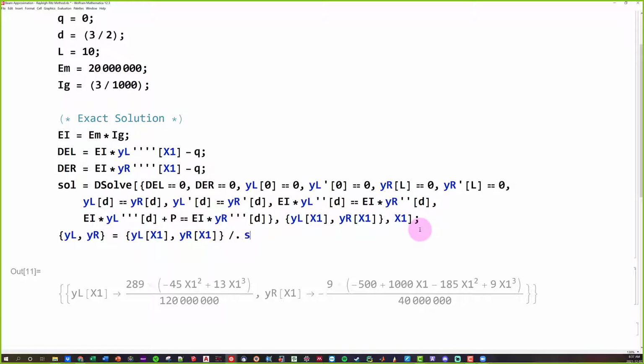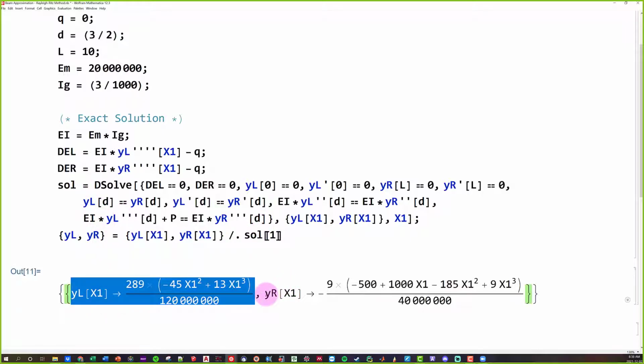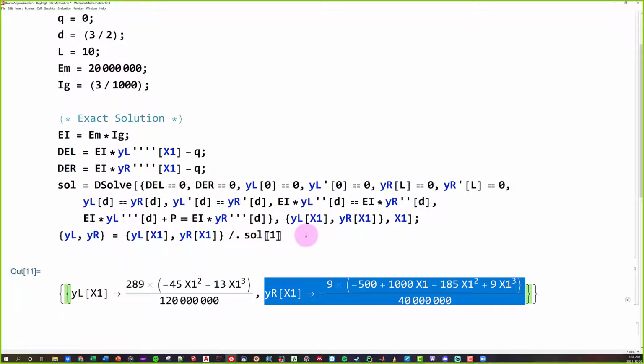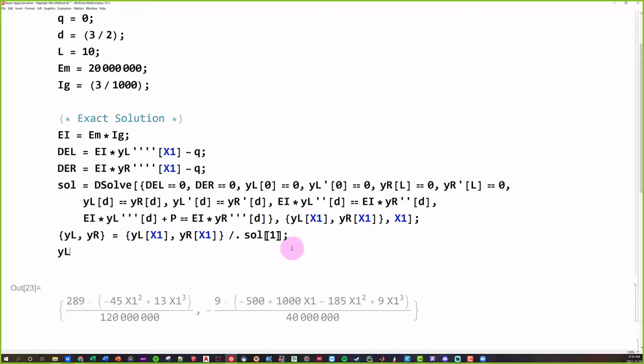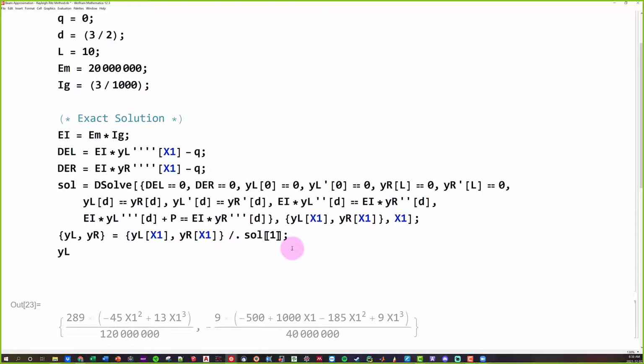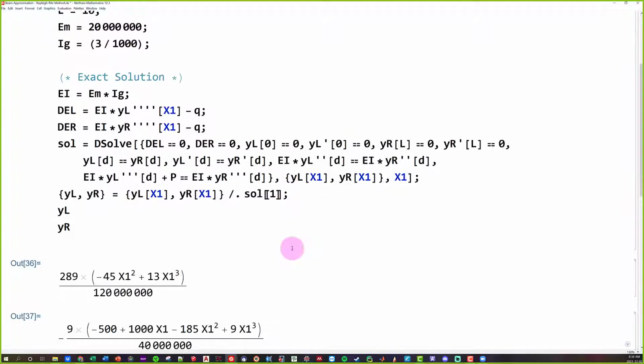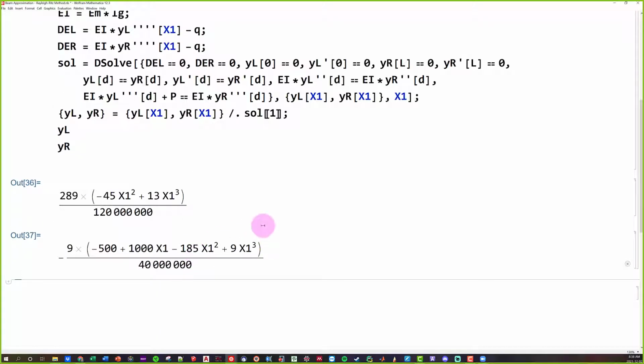So basically it's saying that YL as a function of x1 and YR as a function of x1 are equal to the solution of 1, which are these two right here. So we're just storing them basically. If I were to run this, we now have them stored. So if I wanted to, I can call YL and I can call YR, and we have our two functions. So we're looking pretty good so far.